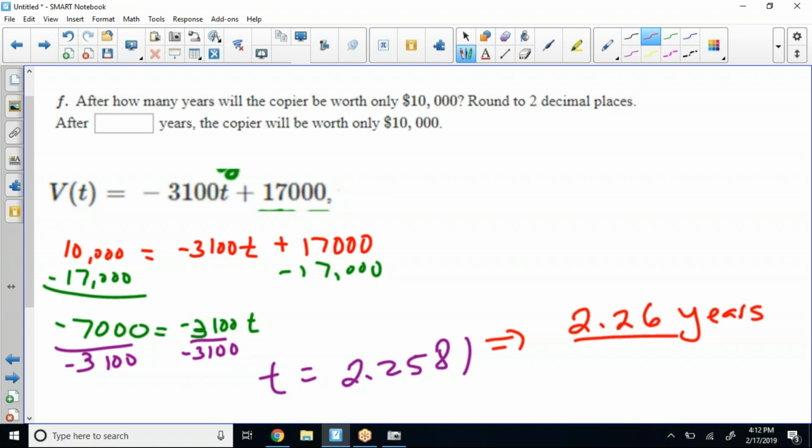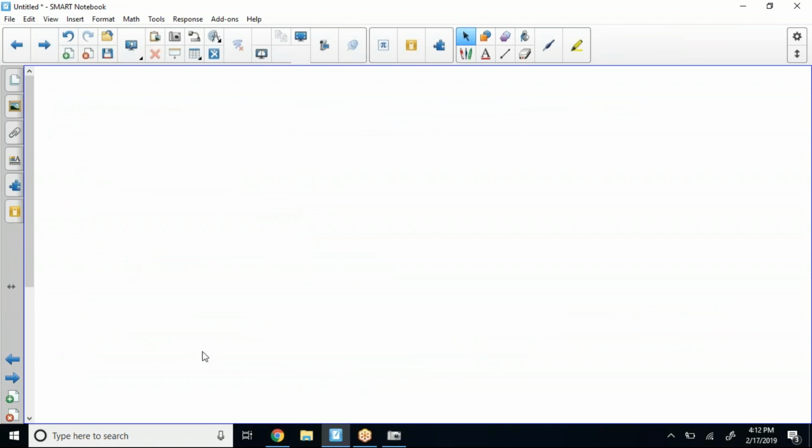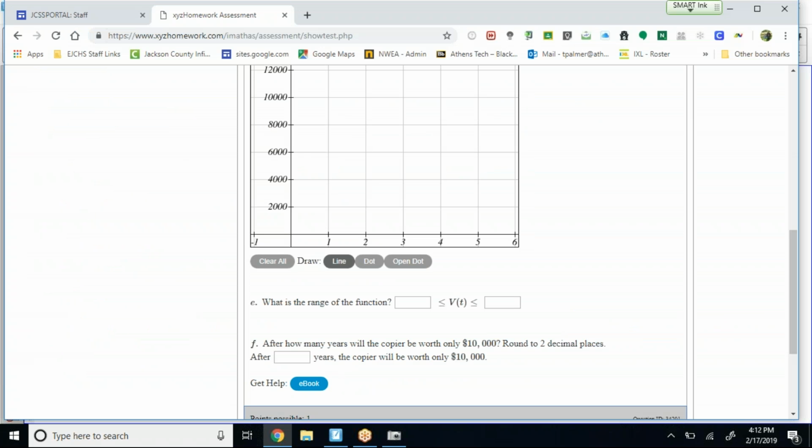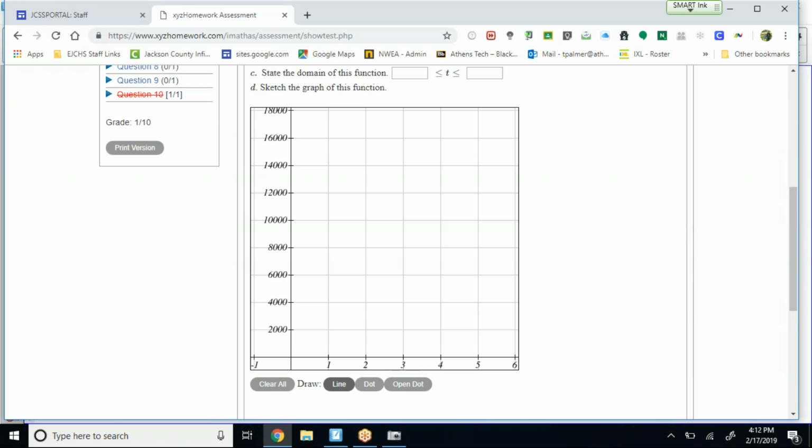Okay. Now, what would you do as far as graphing that? All right, so let's look. What do they want you to use? Well, the first thing you're going to use is 17,000, because that's your 0. Let's put a dot. And then you could pick another dot. It was what, 3,100? About like that. And then a line.